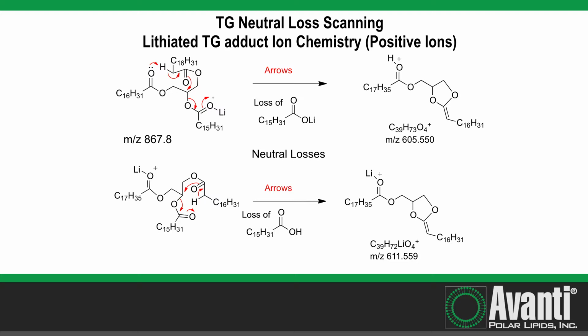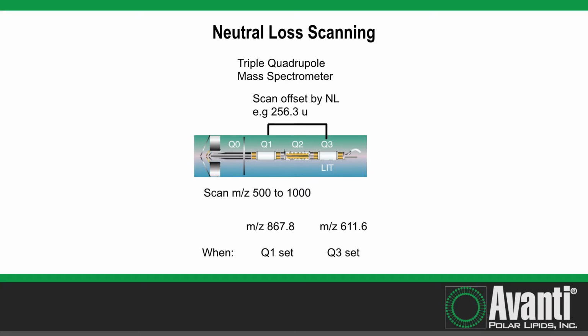Now these experiments are shown in the next slide in the same mass spectrometer setting where Q1 is set to scan between 500 and 1,000. And the Q2 is the collision cell where the ion chemistry is induced. And between Q1 and Q3, you just change what mass it's looking at by an offset, in this case 256, to look at the loss. In this case we're looking at palmitic acid loss.